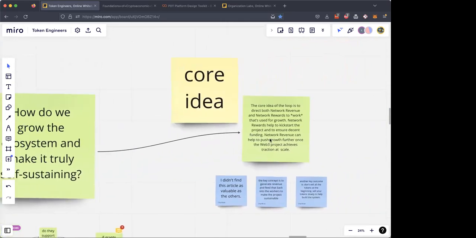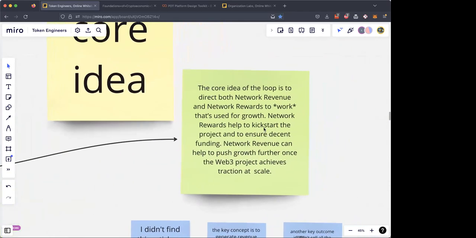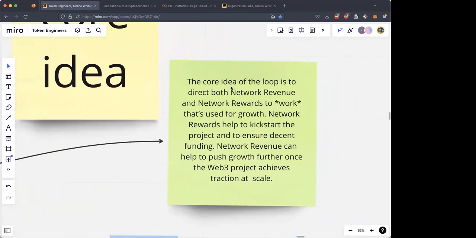And the core idea is having this sustainability loop, where the core idea of the loop is to direct both network revenue and network rewards to work that's used for growth. So you make some money from the network, those are rewards, and you use that to grow the network by doing work, developing it, doing what work is necessary to keep that thing going. Network rewards help to kickstart the project and to ensure decent funding. Network revenue can help to push growth further once the Web3 project achieves traction at scale.